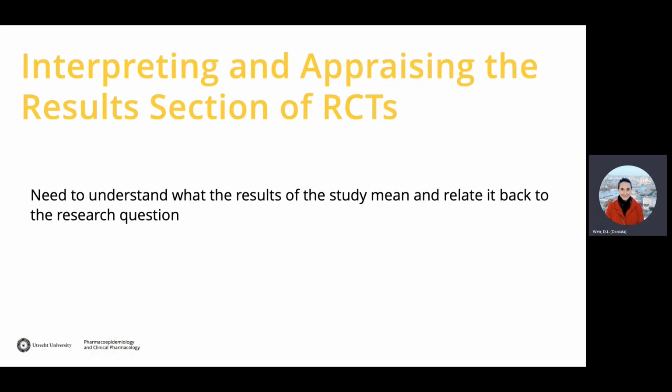What we want to understand when we're interpreting and appraising the results section of RCTs is what the results of the study mean, and then relate it back to our study question. So this is, again, our PICO question. We'd be asking, is there an increased risk of heart failure, for example, among those taking the intervention drug compared to those taking the control drug? All of these measures of association that we just looked at, and the confidence intervals around those, help to answer that particular question. Is there an increased risk or a decreased risk of a particular outcome with the intervention drug compared to the control drug?